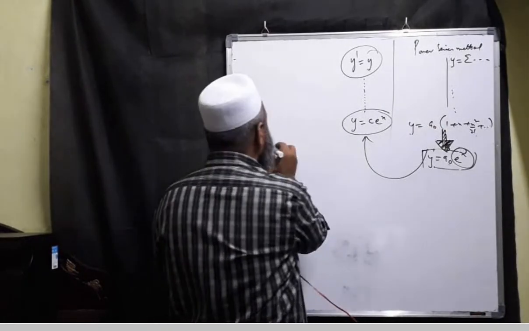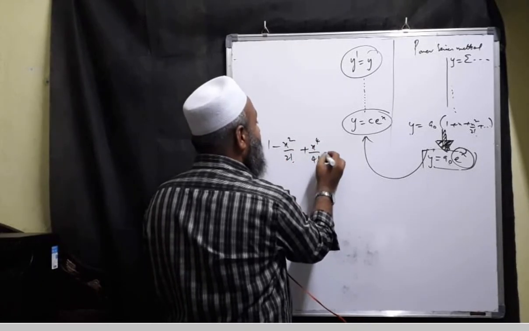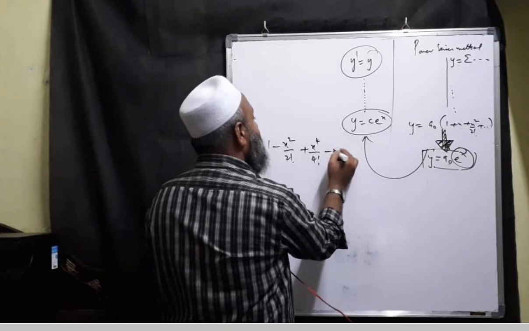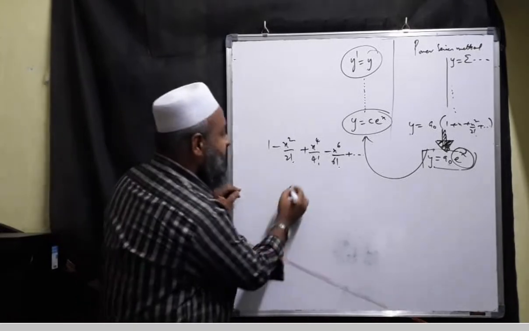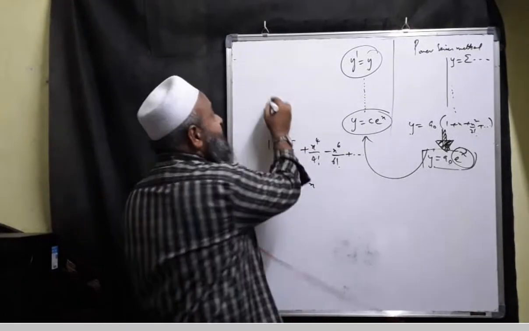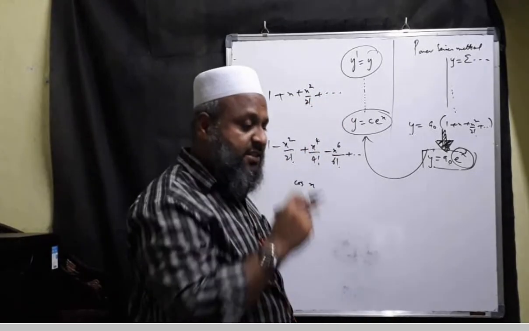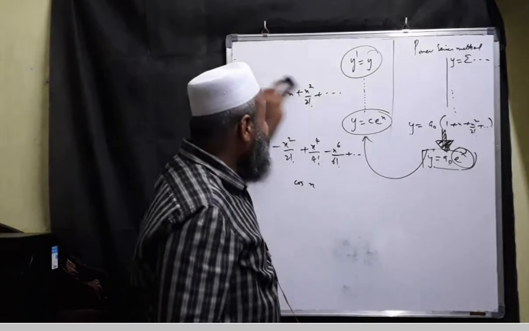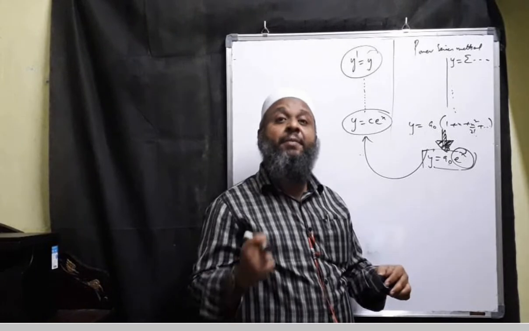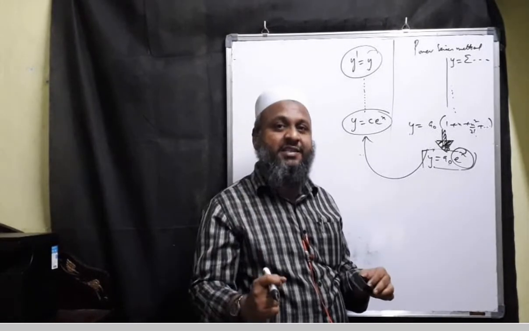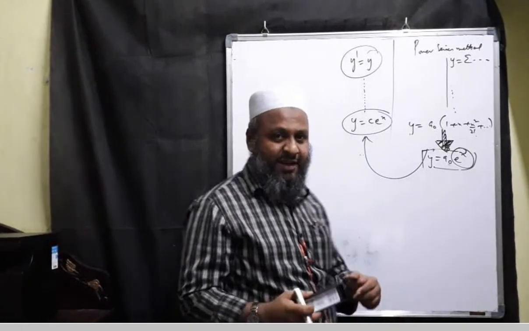If I write 1 minus x square by 2 factorial plus x to the power of 4 by 4 factorial minus x to the power of 6 by 6 factorial plus and so on, then you will immediately recall that it is nothing but cos x. If I write 1 plus x square by 2 factorial plus and so on, you will remember, oh, this is nothing but the exponential function. So you have already identified those expressions with names, but it is impossible for us to give a name for every infinite series.